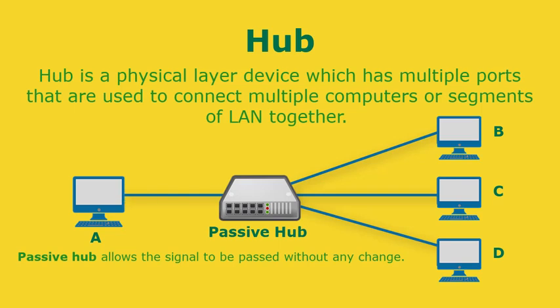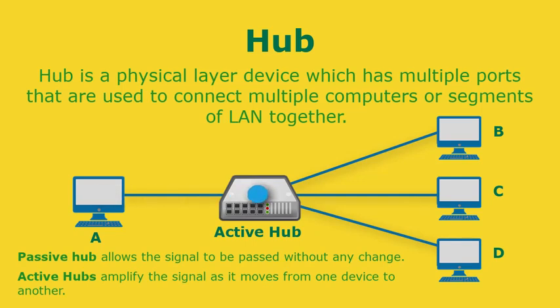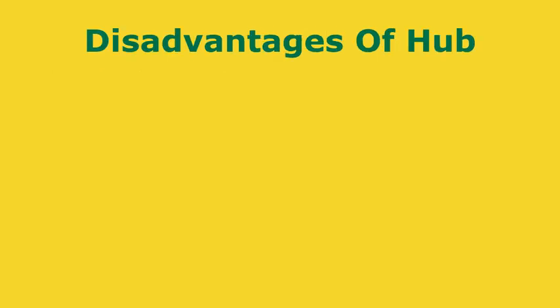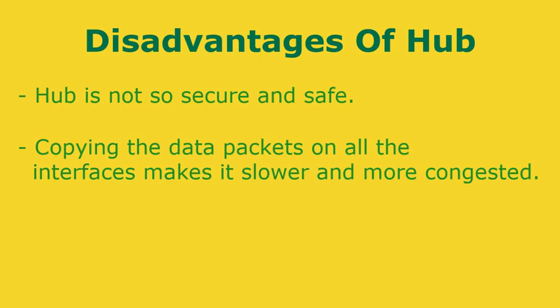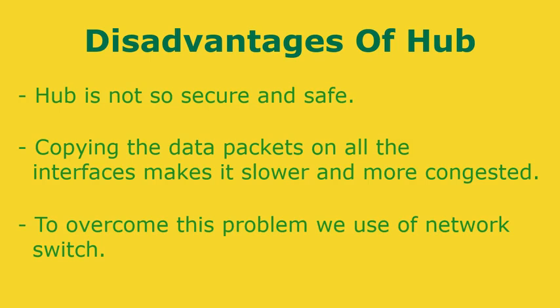Hubs can be passive or active. A passive hub allows the signal to be passed without any change. An active hub amplifies the signal as it moves from one device to another. That helps to extend the range of the network without using repeaters. A disadvantage of a hub is that, because of its working mechanism, a hub is not so secure and safe. Moreover, copying the data packets on all the interfaces or ports makes it slower and more congested, which led to the use of the network switch.